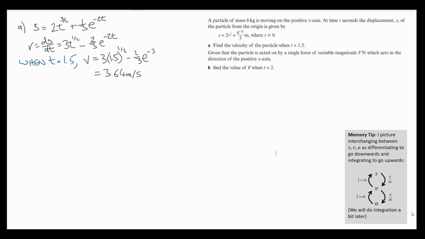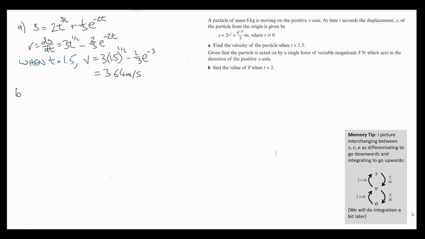The question then goes on to say that given the particle is acted on by a single force of magnitude F, so we don't know the magnitude, and it's acting in the positive direction of the x-axis, we should then find the value of F when t equals 2. So here we're going to use Newton's second law, F equals ma. We know the mass. The mass was given early in the question is going to be 6. The acceleration, though, changes. We have variable acceleration. So we want to find the acceleration when t equals 2, and then we can substitute.